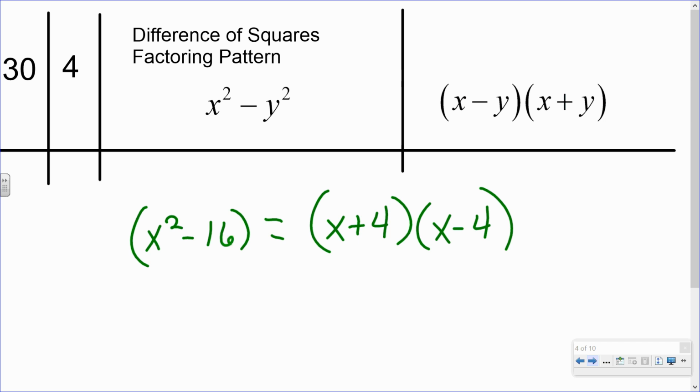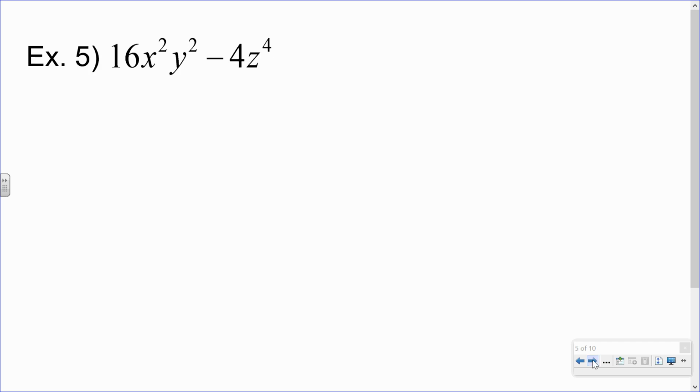So let's do a few examples where we will end up using this. Anybody still writing this down? Okay, 16x squared y squared minus 4z to the fourth. What did I say a moment ago? I want you to always look for first, Ryan.